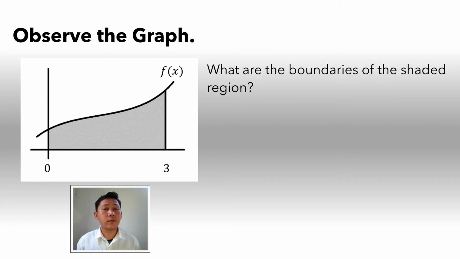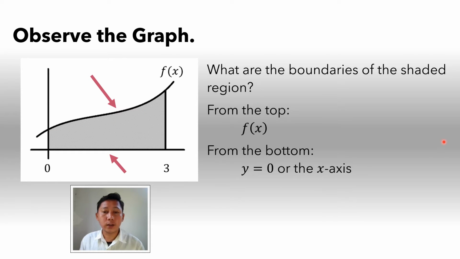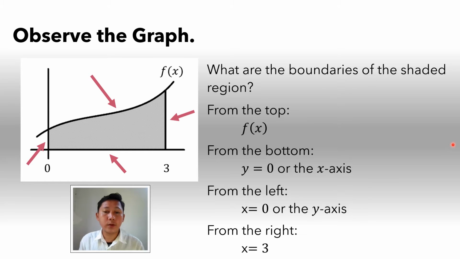Okay, so let's now find the boundaries of the shaded region. From the top, we have the function f of x. From the bottom, we have y equals 0, or the x-axis. From the left, we have x equals 0, or the y-axis. And from the right, we have x equals 3.